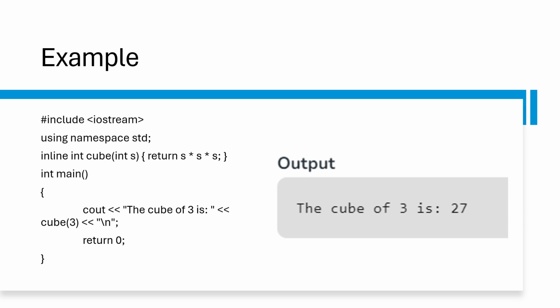Automatically, when we call that function, inside that cube function what we wrote, return s * s * s, this code will be copied here. It need not go and call inside the execution. As soon as we see this function name, it automatically copies the code here, and the output is printed as: the cube of 3 is 27.